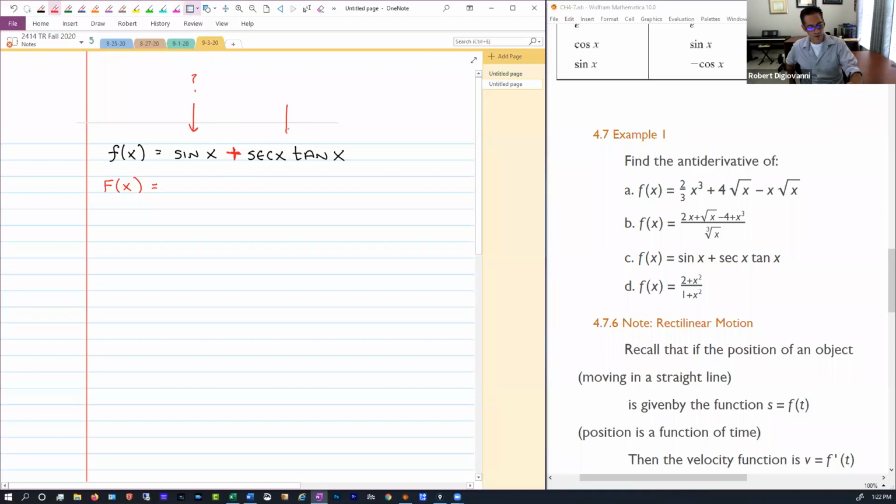Like what's the antiderivative of that? What's the antiderivative of that? So you are allowed to just think of them separately. So do we know the antiderivative of sine of x? Yes, it should be minus cosine of x. Well, minus cosine x. So that first one's not bad. Now, how about secant x tangent x?